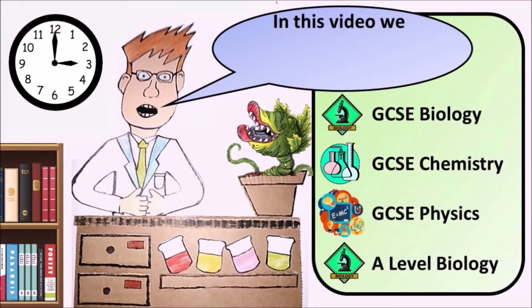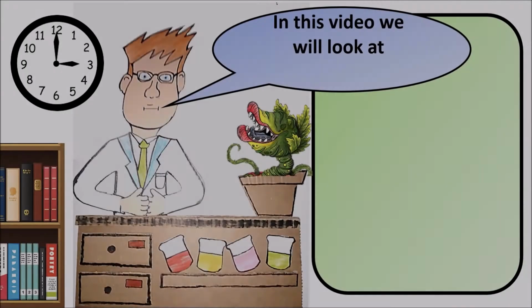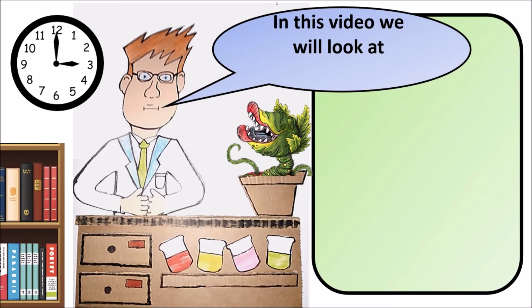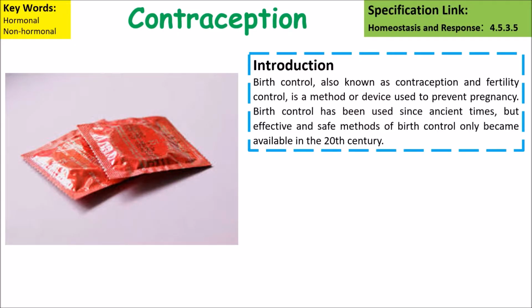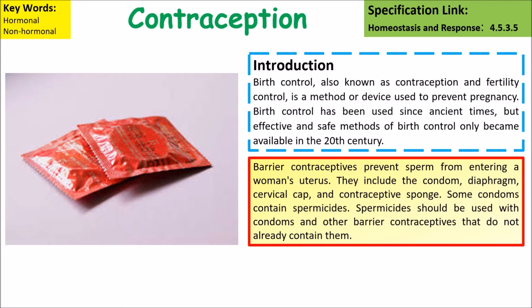In this video, we will look at contraception, hormonal contraception and non-hormonal contraception. So, birth control, also known as contraception or fertility control, is a method used to prevent a pregnancy. There are a few different types. We've got barrier contraceptives, which prevent the sperm from entering the woman's uterus. So, they're physically stopping the sperm and the egg from meeting.